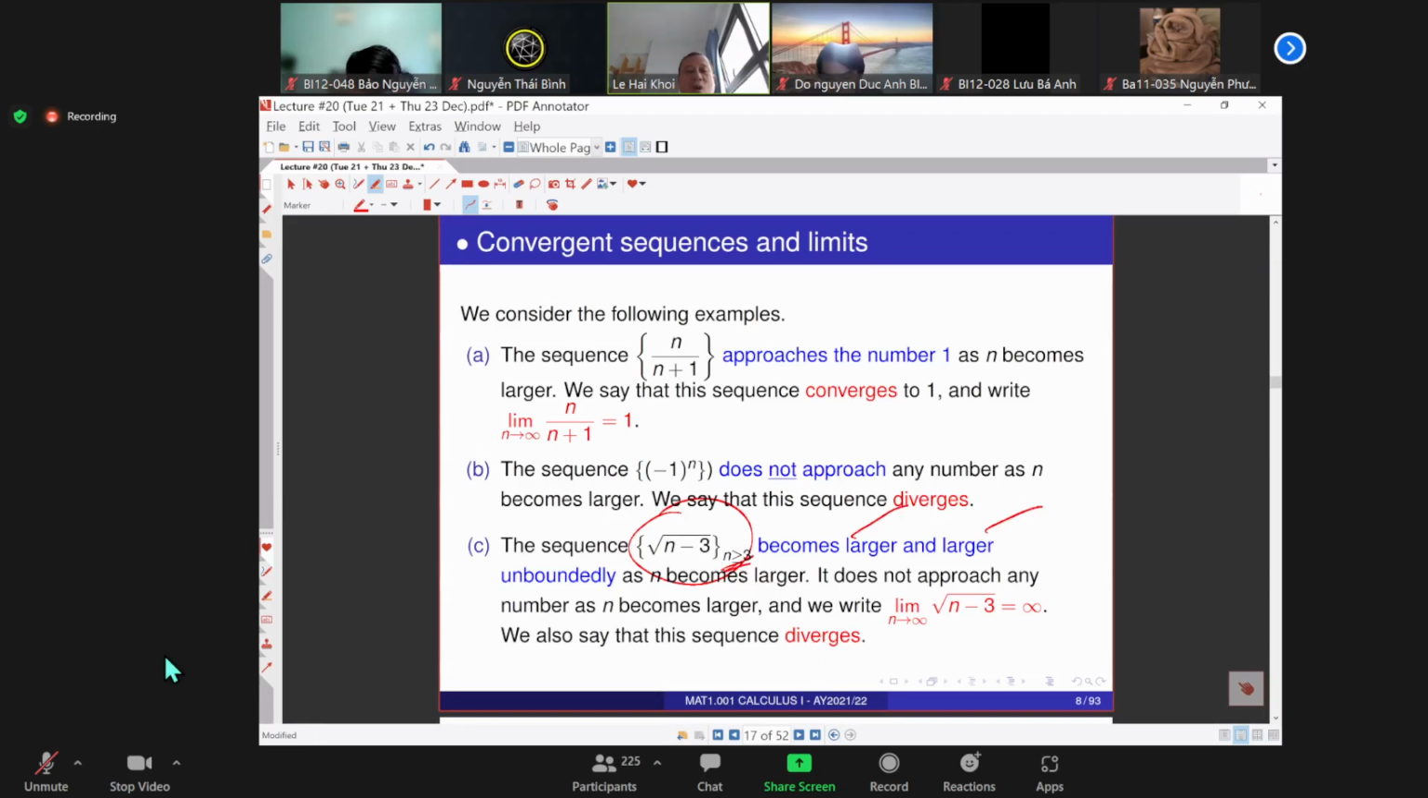N càng to nó càng to và nó cũng chả chạy đi đâu được ngoài là nó tiến ra vô cùng. So in this case we write limit is infinity and also consider as the divergent. Như vậy hoặc là chả tiến tới đâu cả, hoặc là nó tiến ra vô cùng thì đều được coi là diverge. Chỉ có nó tiến tới một cái số cụ thể nào đấy thì người ta mới gọi là converge. Okay. So 3 cases for sequence. You should pay attention.